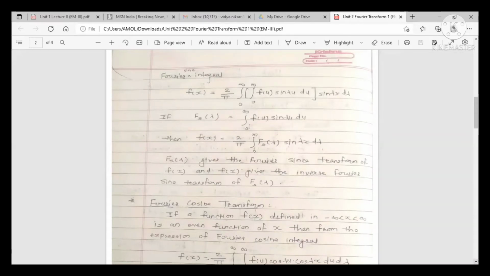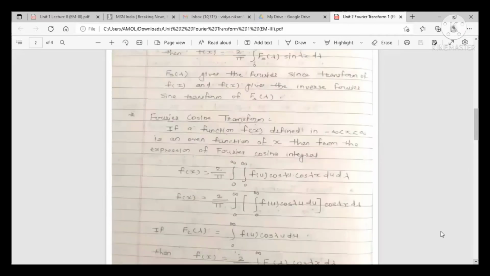Now the next concept is the Fourier cosine transform. If a function f of x is defined in the interval minus infinity to infinity and it is an even function of x, then from the expression of the Fourier cosine integral, we can write the formula F c of lambda, where suffix c is for cosine transform, equal to the integration from 0 to infinity of f of u cos lambda u du. Then f of x is equal to 2 upon pi into the integration from 0 to infinity of F c of lambda into cos lambda x d lambda. This is the inverse Fourier cosine transform.